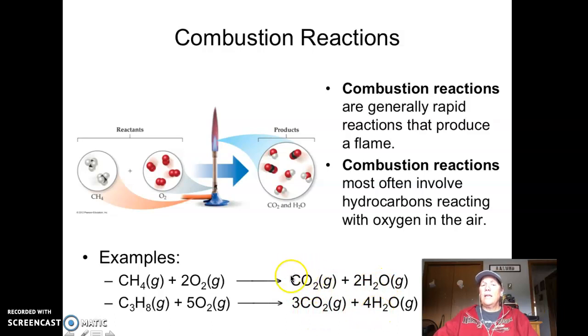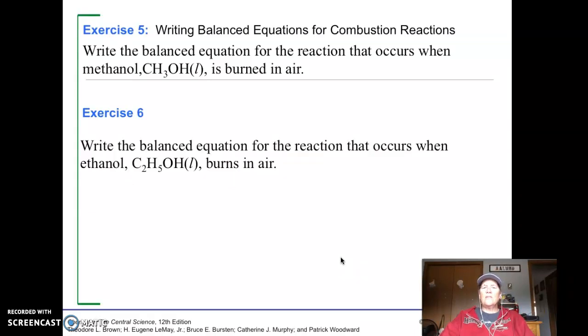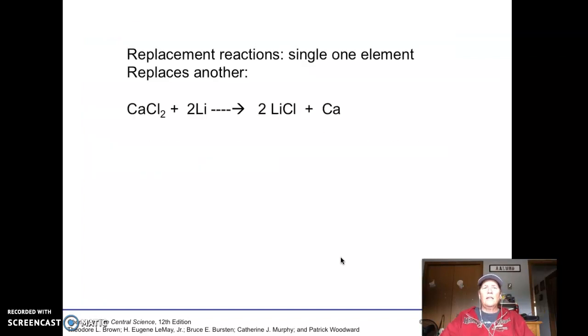Okay, so if you have carbon dioxide and water as your two products and your only products, okay, if there's something else in here, that's not combustion. But if you have carbon dioxide and water, you know it's a combustion reaction. That should be really simple to identify. Okay, and again, I don't have these. These are in your book. You can practice these. We'll talk about them later if you want to.